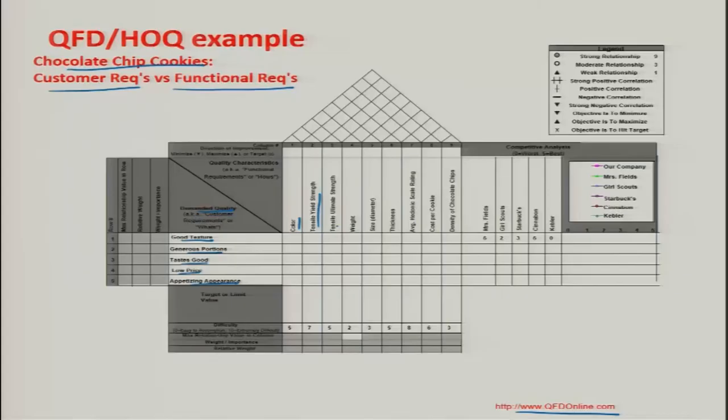Then tensile ultimate strength, after yield strength, what is ultimate strength? Then weight of the biscuit, then size, thickness, average hedonic scale rating, cost per cookie, density of the chocolate chips which are dispersed in the cookie to add to the taste. Now, this density and good taste should have a close relationship. Now, the relationships are given in this way.